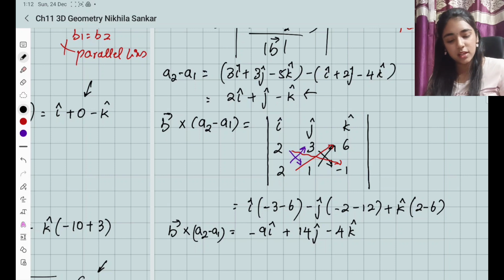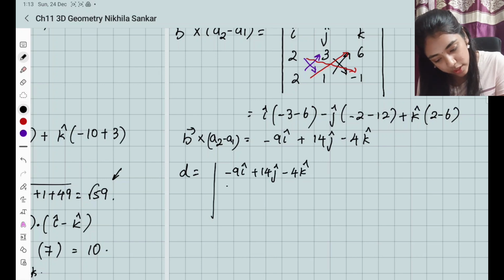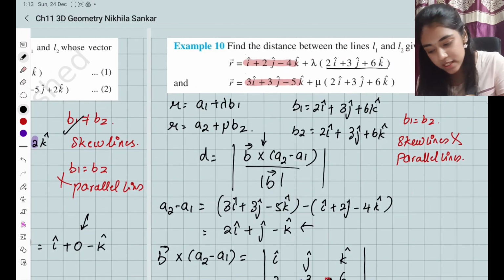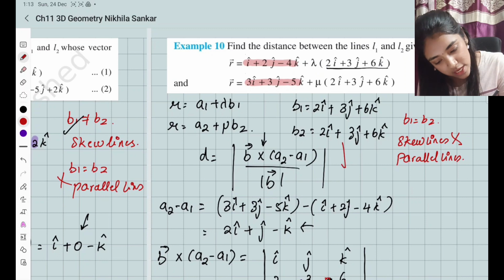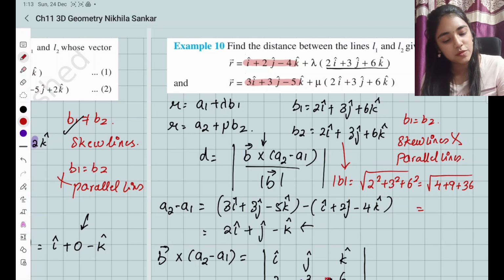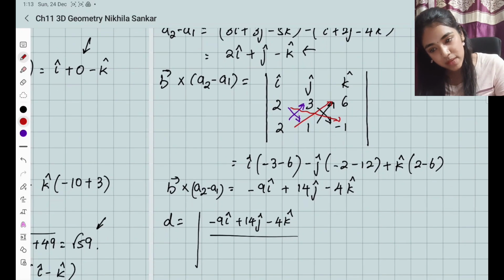Okay, இப்போ numerator கண்டுபிடிச்சாச்சு. So now the distance is going to be magnitude of minus 9i cap plus 14j cap minus 4k cap divided by the magnitude of b. Magnitude of b நம்ம இன்னும் கண்டுபிடிக்கல. So what is magnitude of b? I'll write it here. So இதோட magnitude is going to be square root of 2 square plus 3 square plus 6 square is going to be square root of 4 plus 9 plus 36. This is going to be 36 plus 4 40. 40 plus 9 is 49. So I have 7. So magnitude of b is going to be 7.